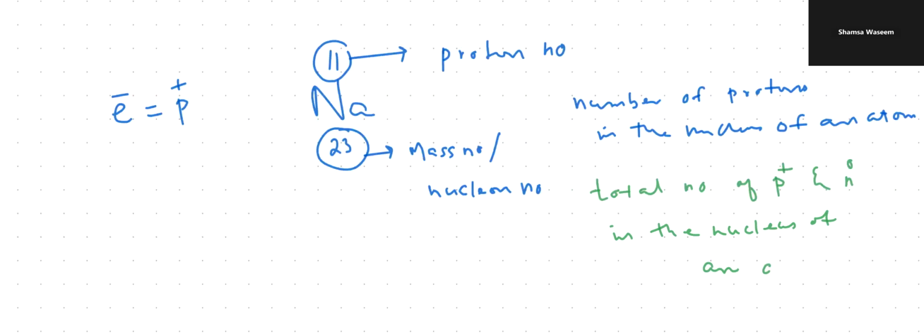Now we have to know the electronic configuration of the first 20 elements, for IGCSE as well as O-level students. So let's deduce the electronic structure.